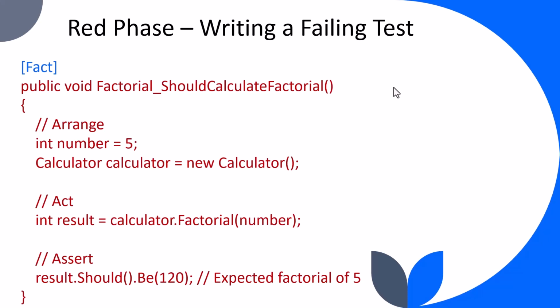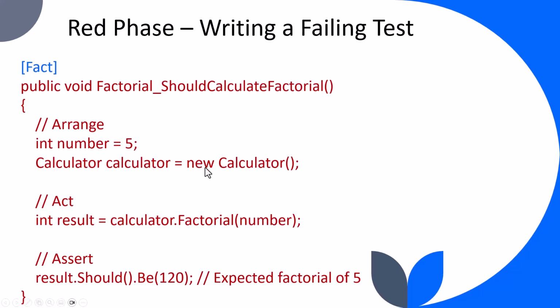Now in this test, the Fact is the attribute for writing an XUnit test. By writing this Fact attribute, it understands that it is the XUnit framework we are using. So void Factorial should calculate the factorial. We are initializing an integer number, and we are creating an object calculator of the class Calculator.